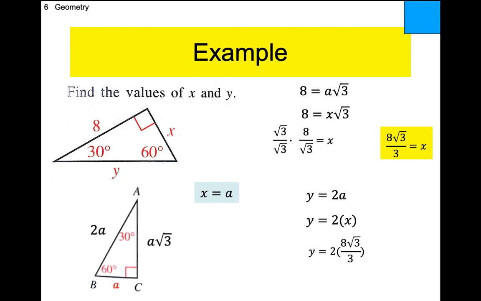Over not 6, not 8. Is what? 16 root 3 over 6. I don't like this. We're not multiplying by 2 over 2, just multiplying by 2 over 3. Okay.